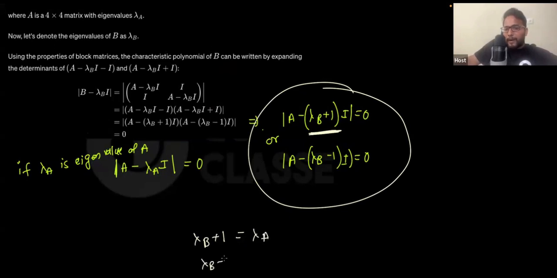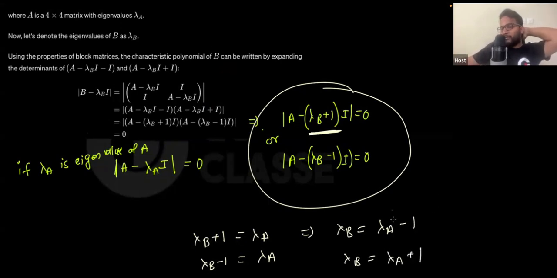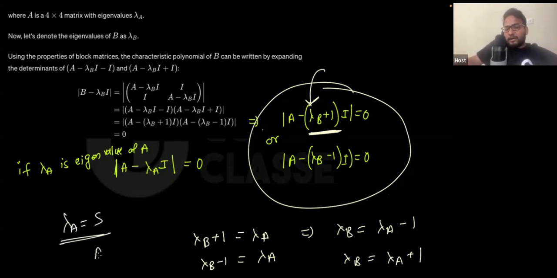Similarly, lambda B minus 1 is also some lambda A, which means lambda B is nothing but lambda A minus 1, and some other eigenvalue of B is lambda A plus 1. So whatever is the eigenvalue of A, if you subtract 1 from that and then put it instead of lambda B, then it will be... let's suppose the eigenvalue of A is 5. What does this mean? A minus 5I should be 0.